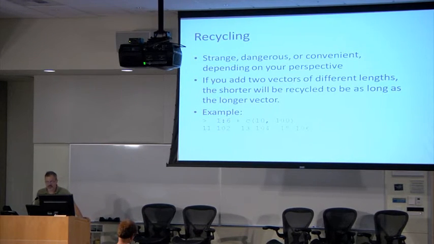So, for example, if I have a vector of elements 1, 2, 3, 4, 5, 6, and I want to add to it a vector of length 2, that's fine. It simply repeats those 2 elements, 10, 100, 10, 100, 10, 100, and adds them to my original vector. And this is something statisticians do.